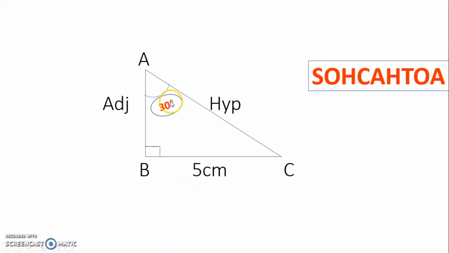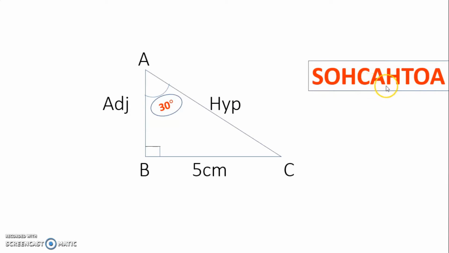The angle we are considering when looking for the adjacent is angle 30 degrees. Now, applying this acronym SOHCAHTOA, note that if we are looking for the adjacent, the A, we cannot use the SOH, because there is no adjacent in it. We cannot use opposite over hypotenuse because there is no adjacent in this acronym.